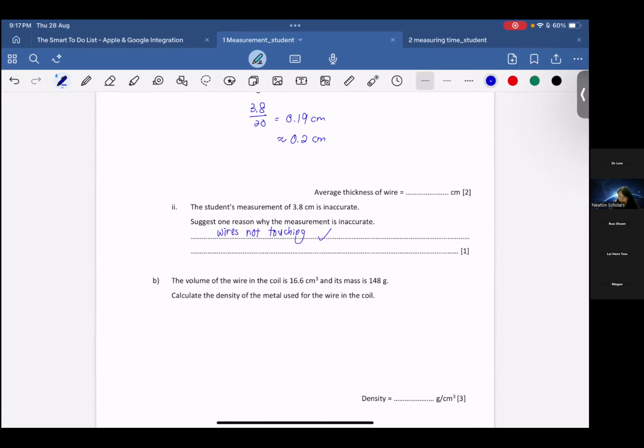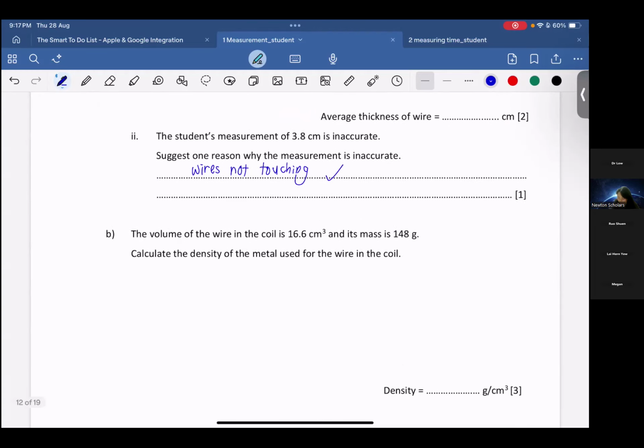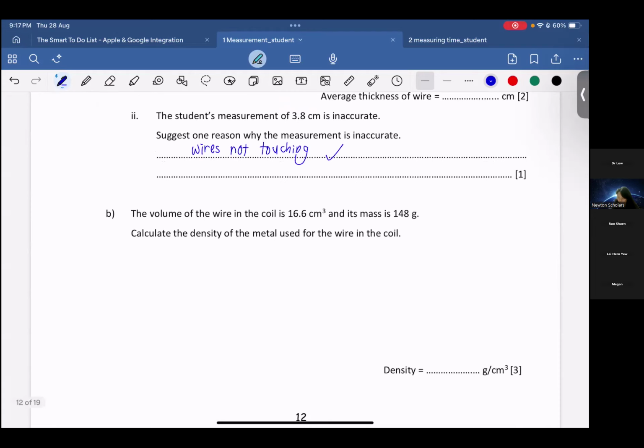Same meaning, 1 mark. Okay, the next one: the volume of the wire in the coil is 16.6 cm cube. Mass is 14.8. Calculate the density of the metal used for the wire in the coil. Do the calculation and then tell me. It is 3 marks. Look at the marks and then we decide: the formula, substitution, final answer.